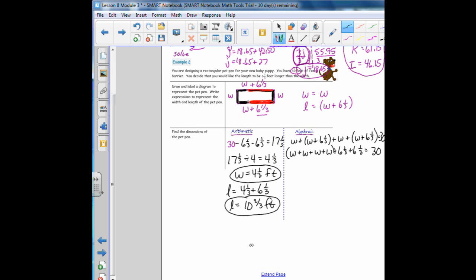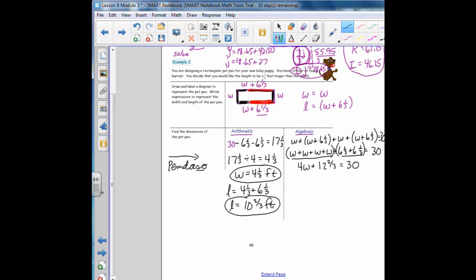Now combine your like terms. We've got 4W because repeated addition is multiplication. Then combine your 6 1/3, and that gives you 12 2/3. And together that equals the perimeter of 30. Now we've got an equation in the form of Px plus Q equals R. Then we need to follow PEMDAS in reverse. And notice that we've already done the PEMDAS. PEMDAS is simplifying, and we did the addition for PEMDAS.